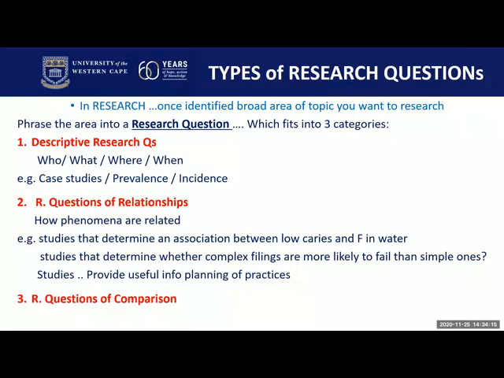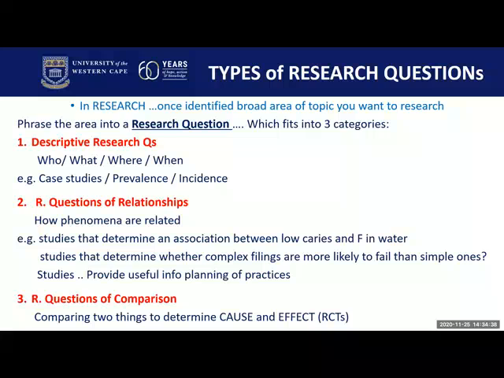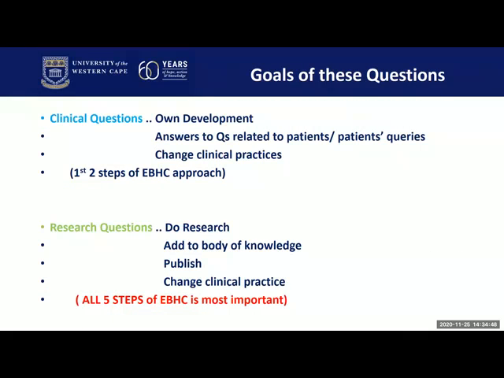The third type of research question that you get is that of comparisons. Comparing 2 things to determine the cause and effect. And of course, here classically, you would have your RCT as an example of a research design. So I hope I've clarified at least the differences between where you get your clinical questions and where you get your research questions. Research is also always towards a degree, although not all the time. We do research all the time, and it's not always towards a degree, but it can be towards a degree. Just the goals of these different types of research questions.